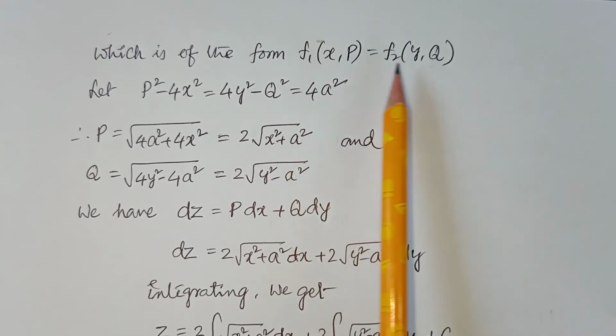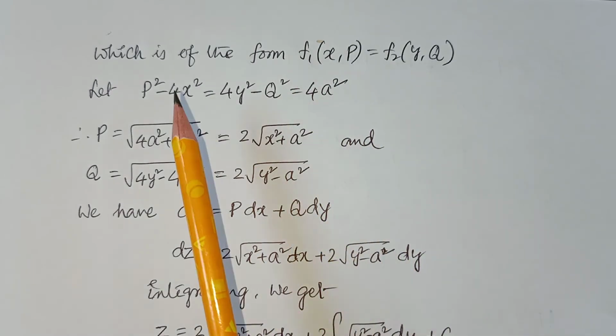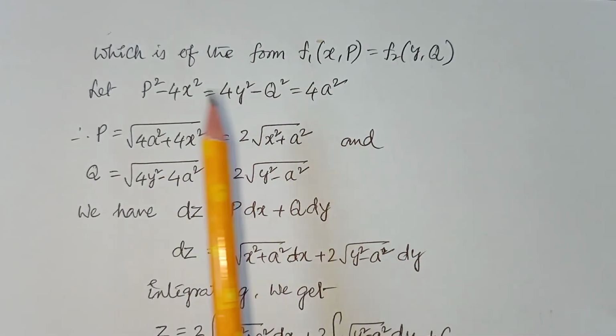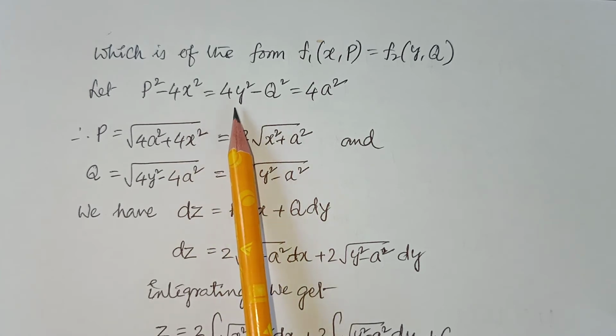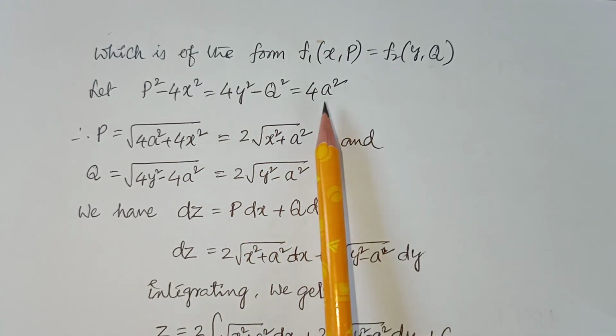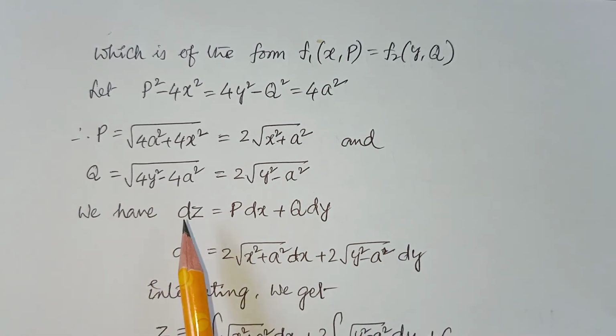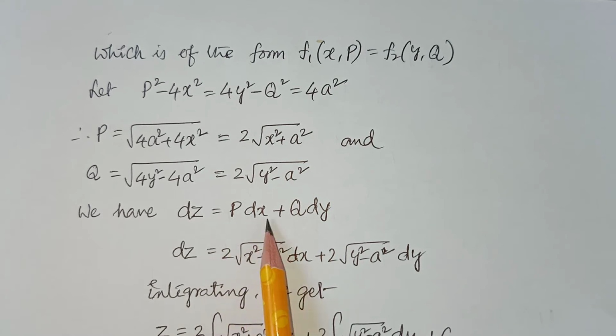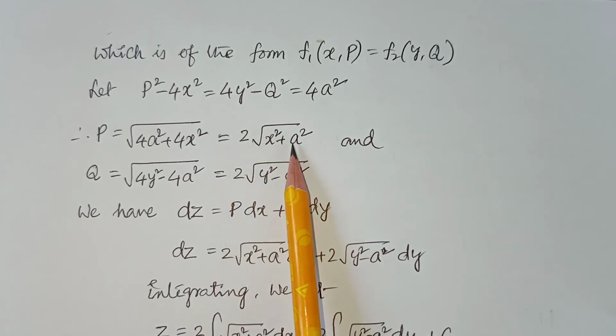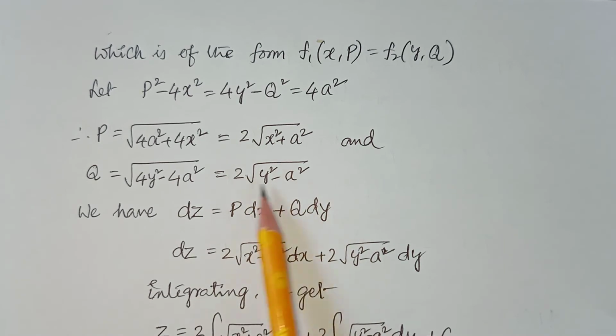For this type, we assume some constant. Let P^2 minus 4x^2 is equal to 4y^2 minus Q^2 is equal to 4a^2, some constant. This is the constant I am taking. So we have dZ equal to P dx plus Q dy, with capital P and capital Q as found. Now integrating on both sides.